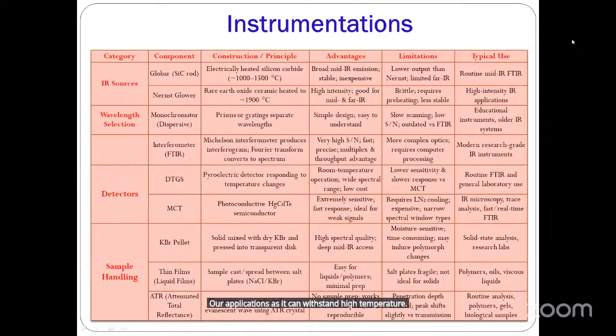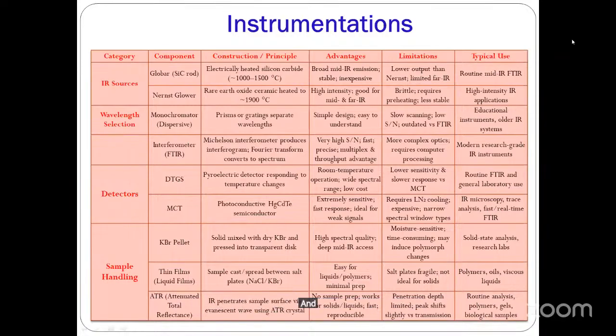Now, wavelength selection is also an important parameter in the IR instrumentation. So, monochromators are used for providing wavelengths, or interferometer, that is FTIR. So how are monochromators constructed? They are made up of prisms or gratings to separate wavelengths. And interferometer is nothing but Michelson interferometer that provides the interferogram.